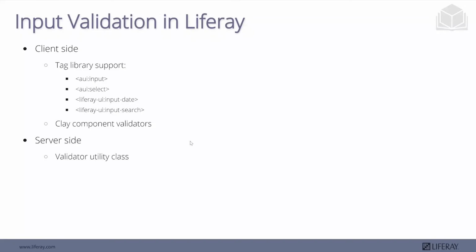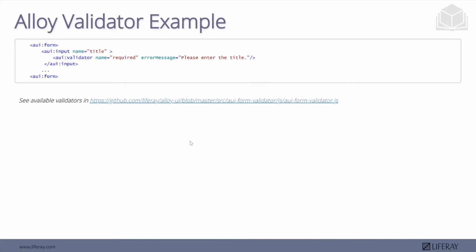So when we're going through validation, there are two different ways in which we can go about it. There's client side, so this happens on the UI, and there's also server side happening within our backend code. When we're going through client side validation, we're going to be using a couple of tag libraries to help us out, either from Alloy UI, Liferay UI, or Clay. Server side validation is going to be done through a Liferay validator class. So let's take a look at how Alloy UI can help us out.